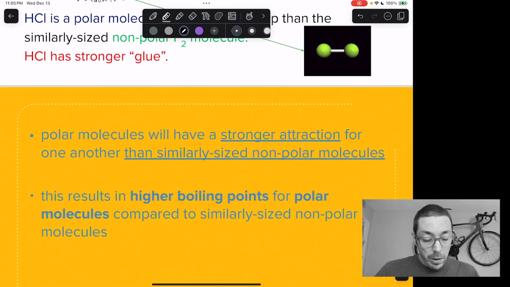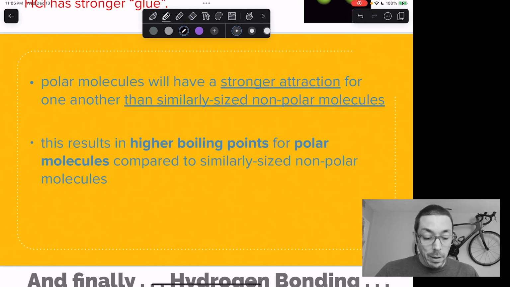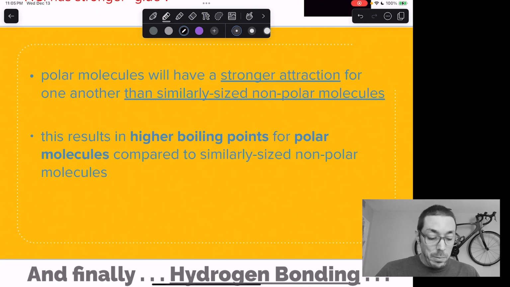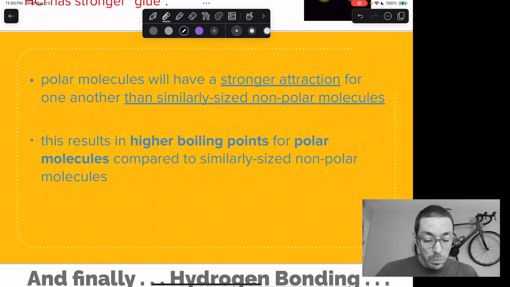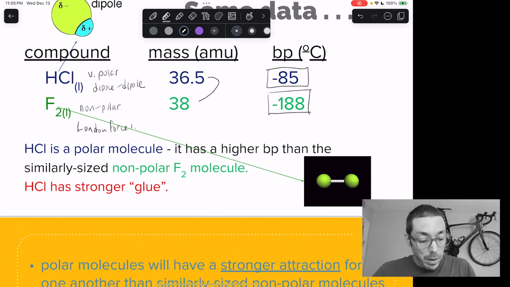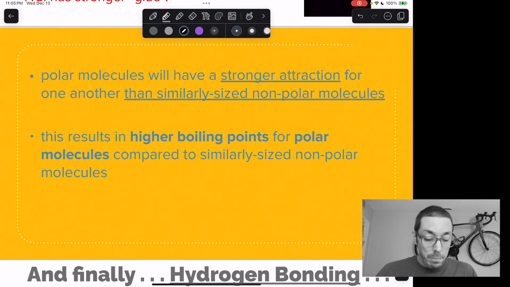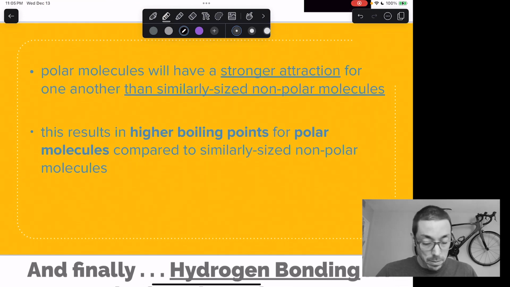So there's some summary points of what we just talked about. If you're polar, you have a much stronger attraction than something else that's a similar size but is nonpolar, which we just saw here. They have basically the exact same mass and a huge difference in boiling points. So that means if you have polar molecules, they have much higher boiling points and melting points compared to nonpolar molecules.